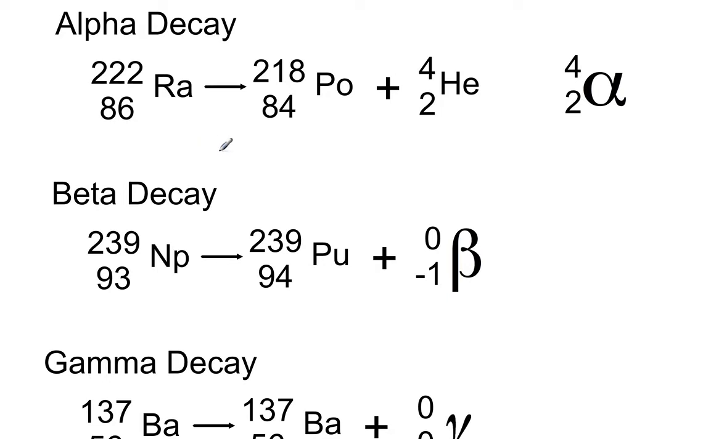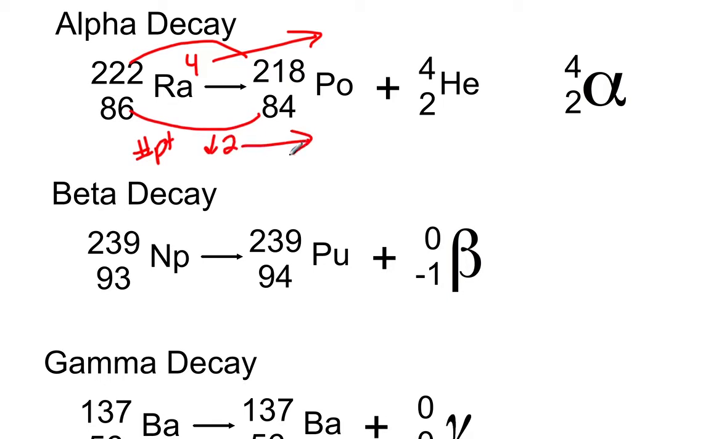All right, we got alpha decay here. Let's look at an actual symbol or equation for alpha decay, and let's look at the general trends. Over here, you notice that 222 goes down to 218. That means 4 particles come out of the nucleus. 86 goes down to 84. The number of protons, remember atomic number is number of protons, goes down by 2. That means 2 protons come out.